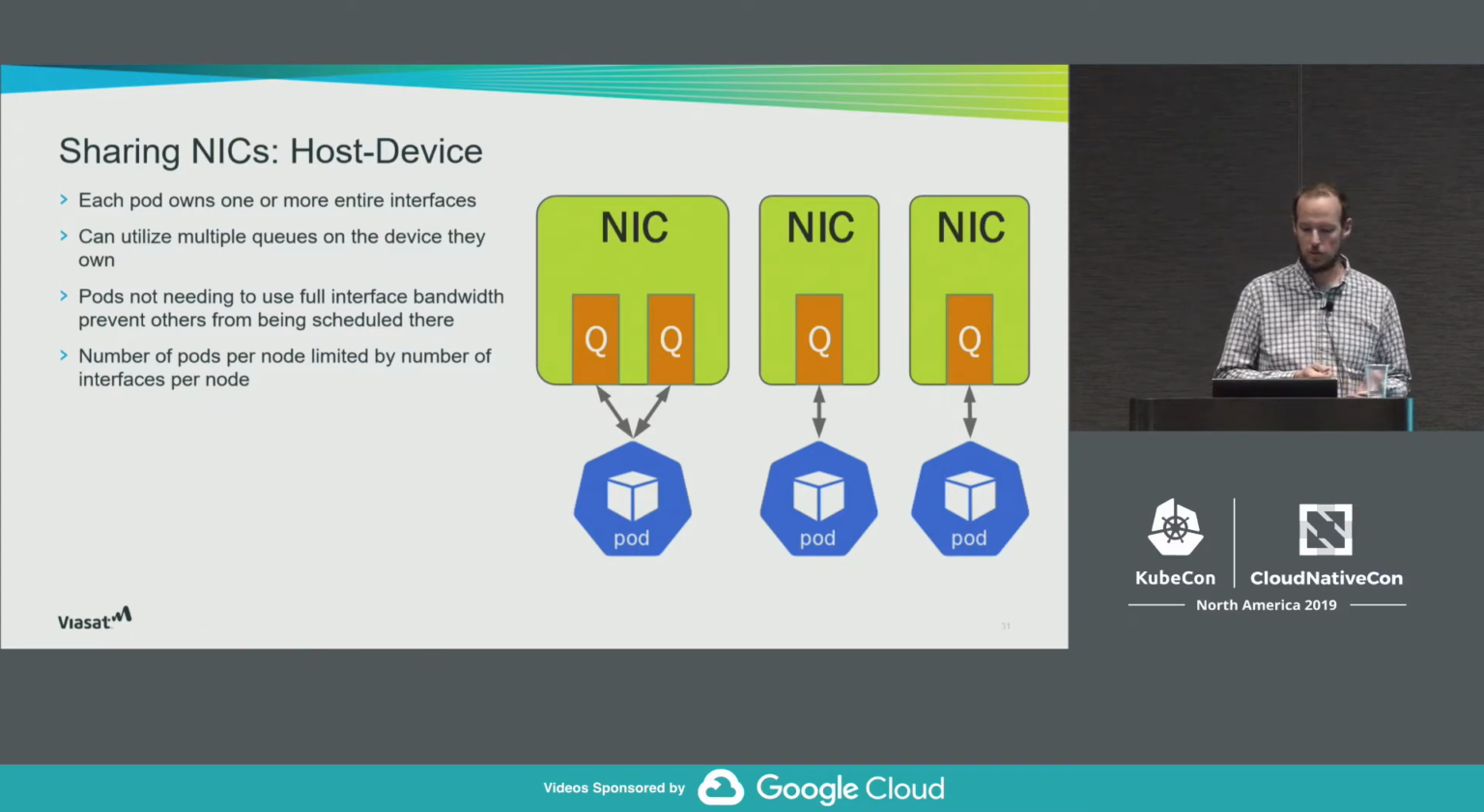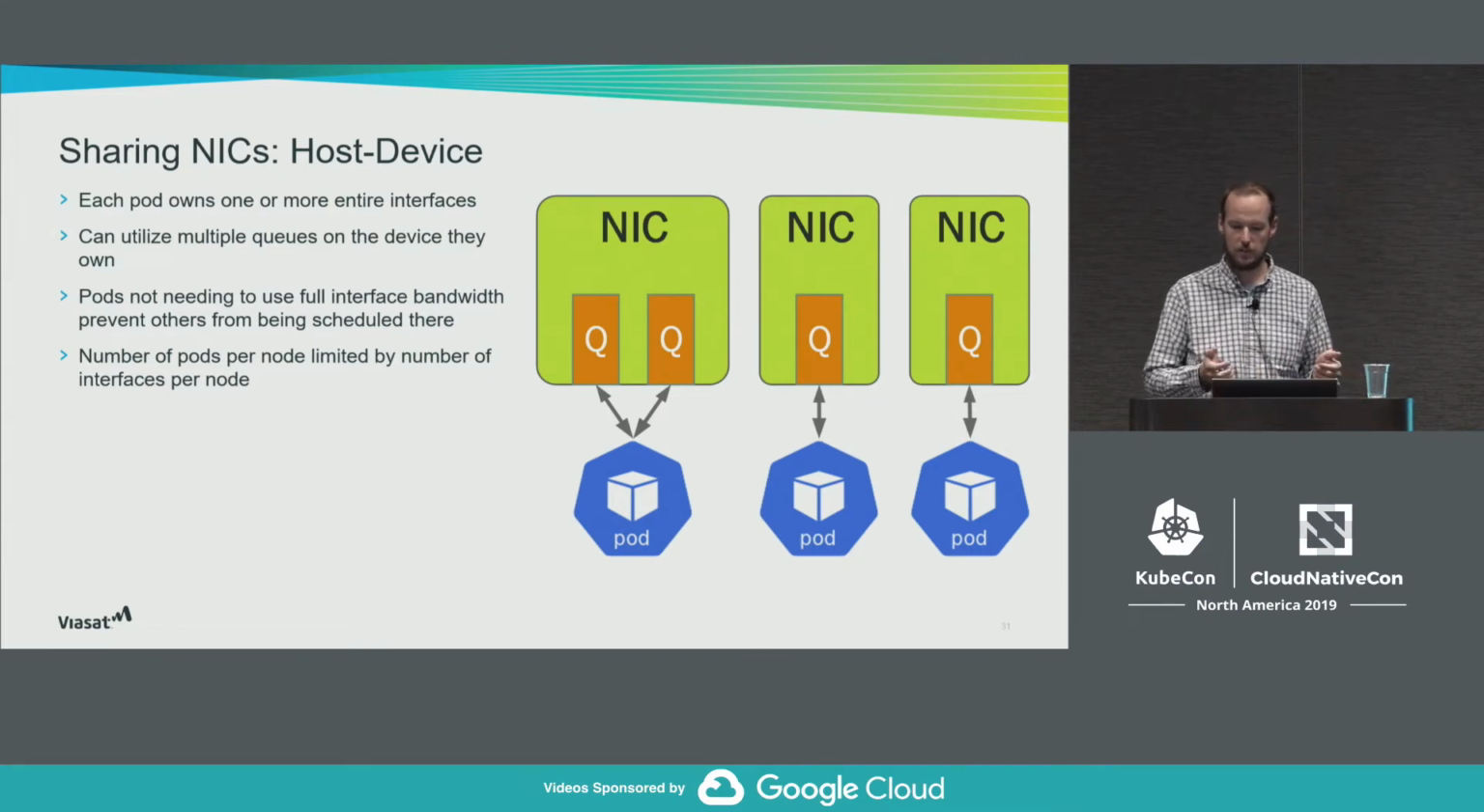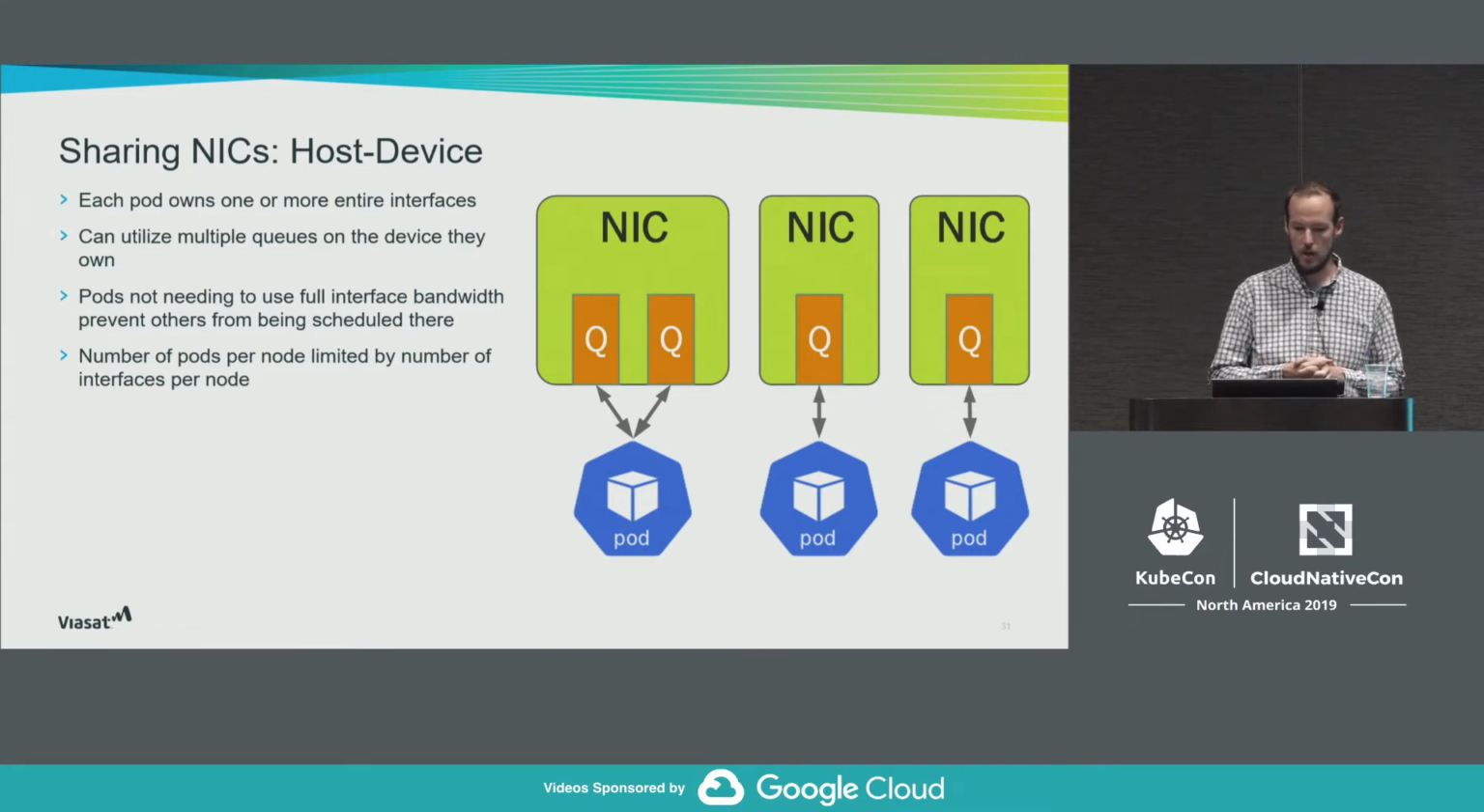So it's nice because you can add multiple queues to a device, and you can have your pod use multiple queues. But if you don't have a lot of NICs in your system and you're trying to put more pods than NICs, this isn't really practical.